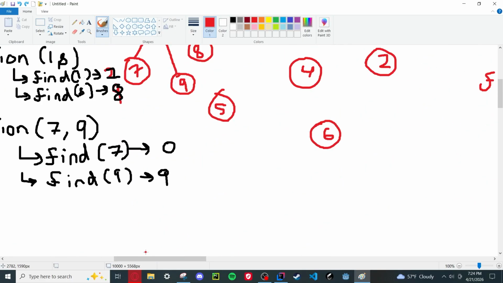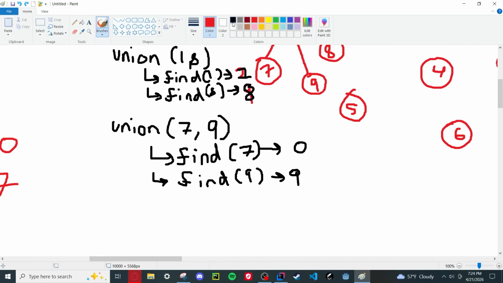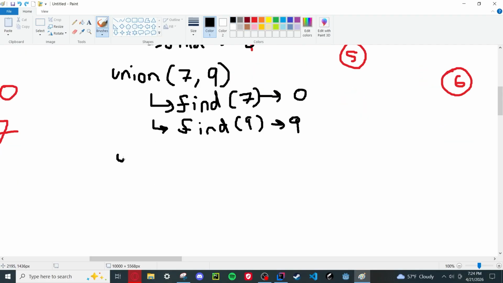let me do the next operation. It's going to be union. Let's combine 7 and 8. First, let's find 7. Let's combine 9 and 8. That's way cooler.